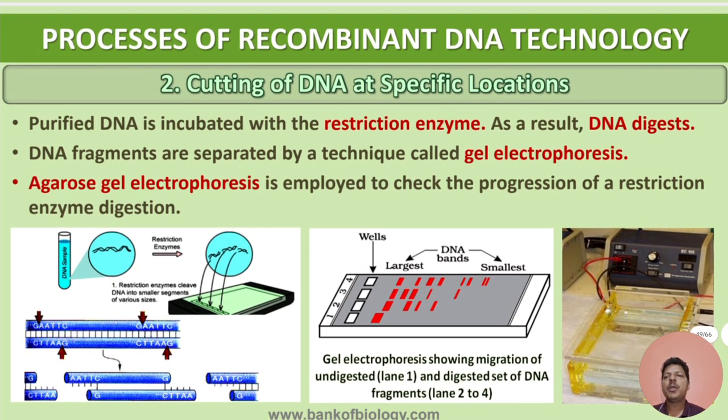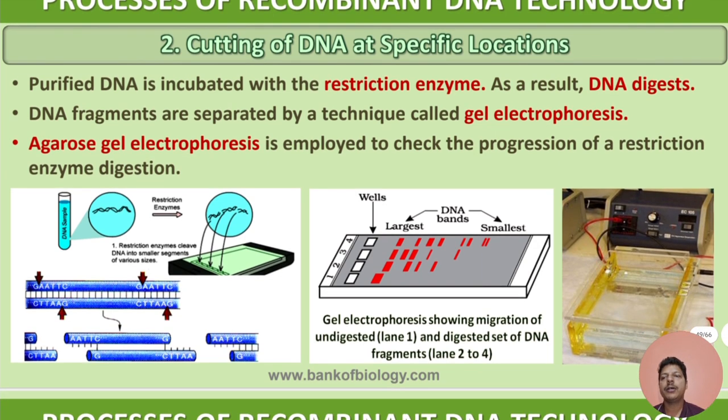Then purified DNA is incubated with the restriction enzyme. As a result, the DNA digests, and then DNA fragments are separated by a technique called gel electrophoresis. You can see here the DNA sample is there, and then the restriction enzyme is added which cuts the DNA. It cleaves the DNA into smaller segments of various sizes. Then it is introduced into the gel electrophoresis. Here the wells are there, as you can see, small wells. Here the DNA is being kept.